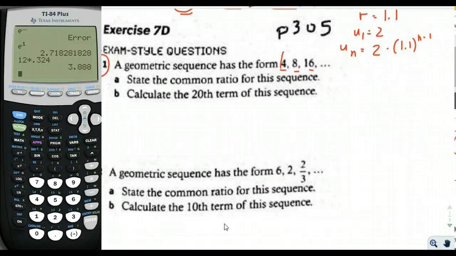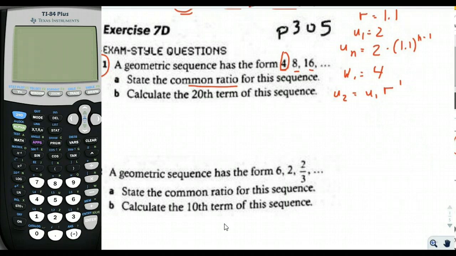Okay, so they're already giving you U1, right? U1 is 4. They kind of gave you R. It says find the common ratio. The common ratio is R. Well, let's see. We can find the common ratio by saying that U2 is equal to U1 times R to the first, right? N minus 1. So U2 is 8, U1 is 4, and R we don't know yet. Well, now we just use algebra. We divide both sides by 4, and we find that R is equal to 2. You could also look at this sequence and just say, hey, what's the multiplier to go from one number to the other? It's 2. Okay.